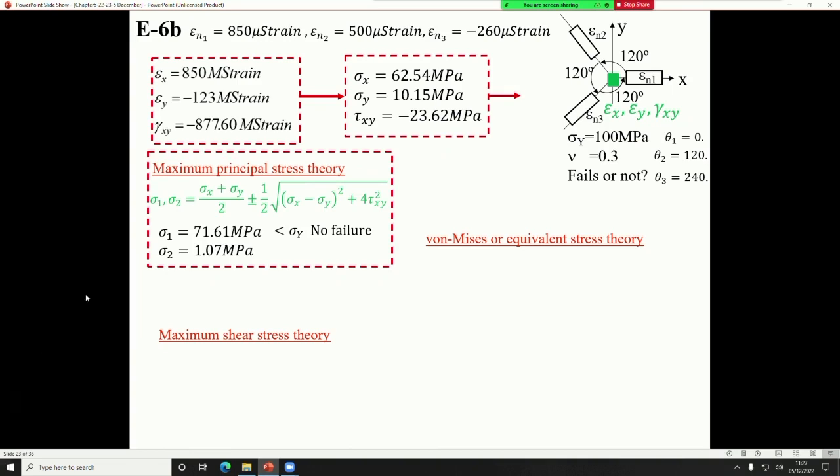The maximum shear stress is the difference between these two divided by 2. And how much is the maximum shear stress in simple tension? Is it 100 or is it 50? Maximum shear stress in simple tension is sigma y divided by 2. So if the yield stress of the material is 100, the maximum shear stress in simple tension is 50. So we've got 35.27 and it's less than 50, so it doesn't fail.